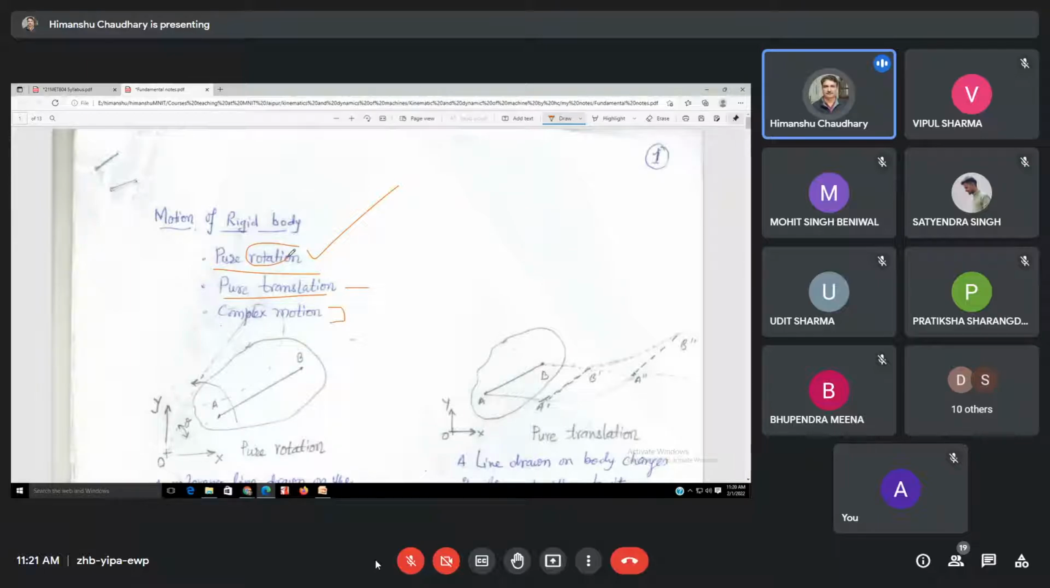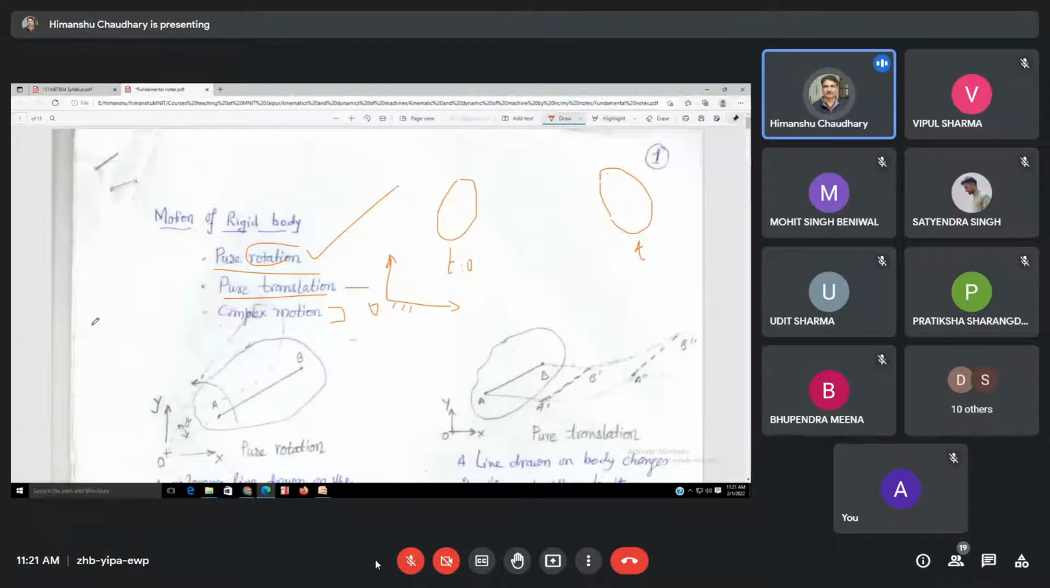So the rotation means displacement. Suppose this is one body, and after some time it reaches here. This is my reference frame, an inertial reference frame, a fixed frame, with origin 0, 0. So how do I measure the rotation of this body? At t equal to 0 it is here, and after some time t its position is this one. So my question is, how do I find the position of the body?